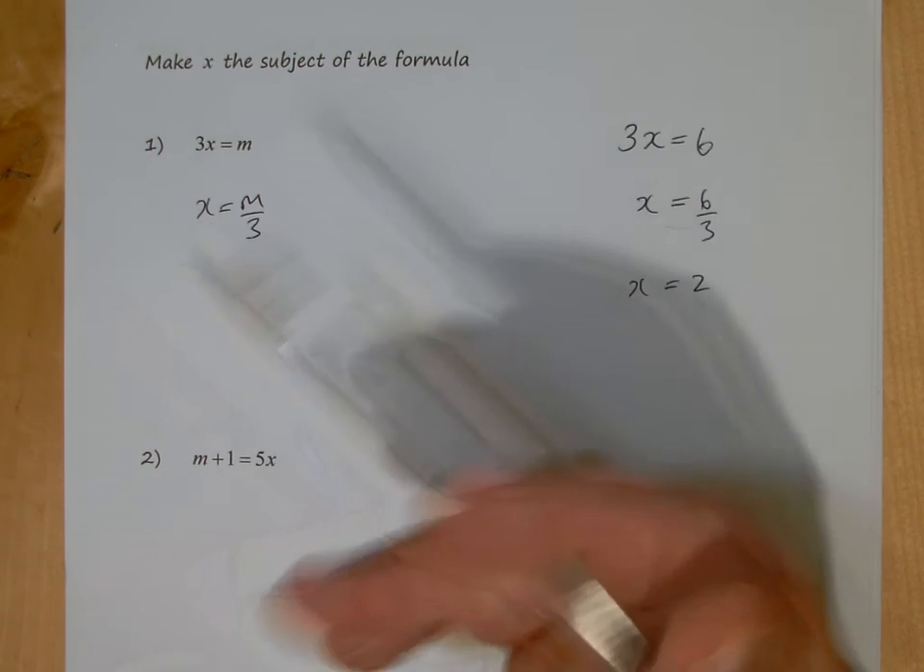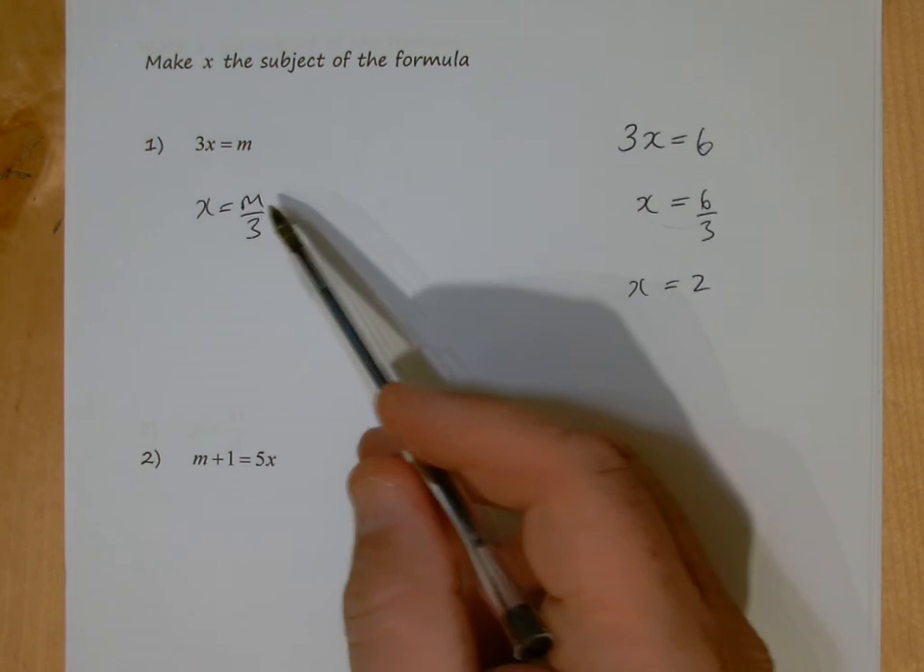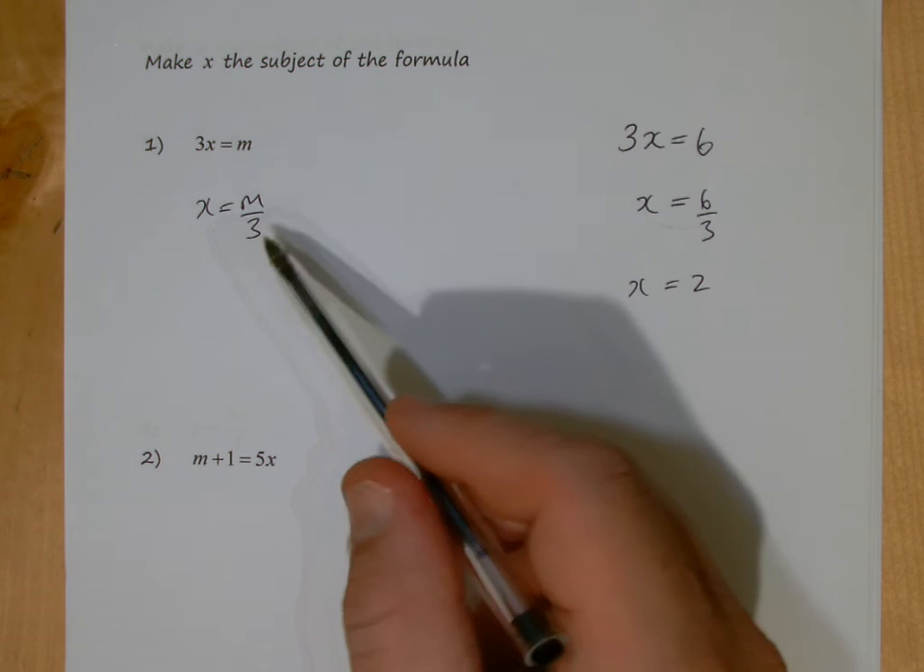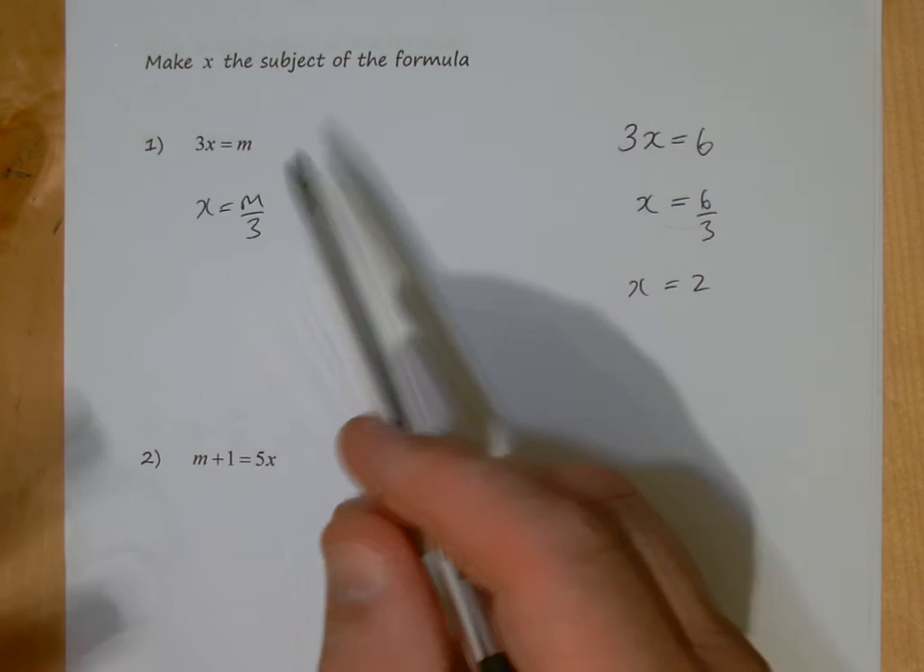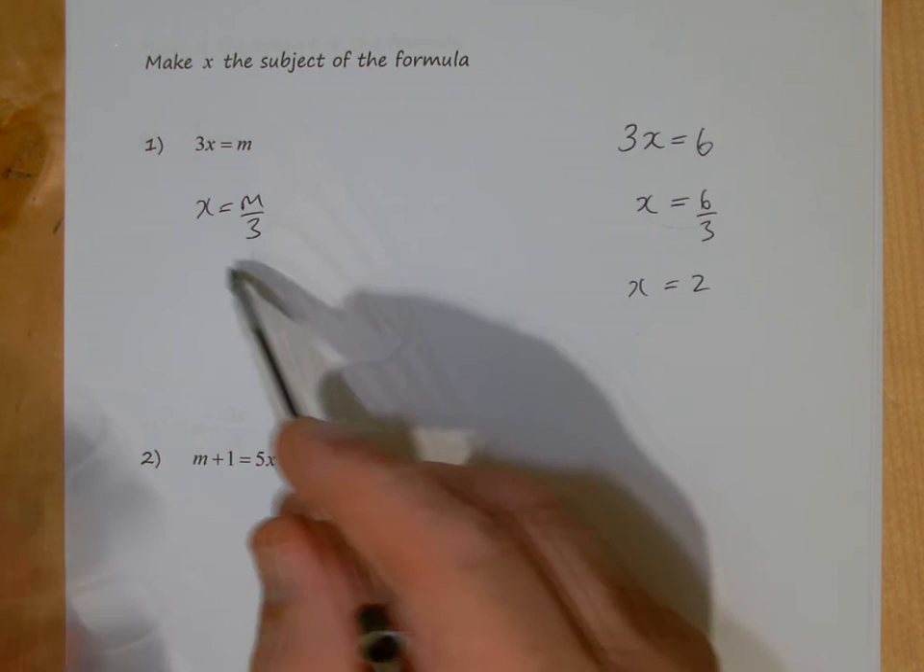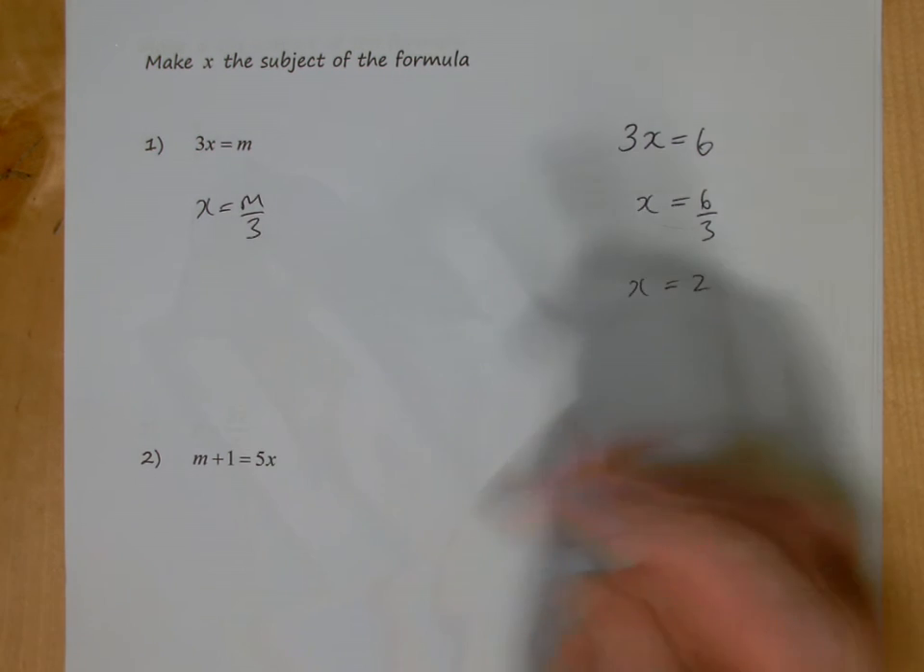So if we wanted to find out x given a particular value of m, we could work it out. They could tell us, using this formula, that m is equal to a certain value. So what is x now? And you could work it out using that formula.